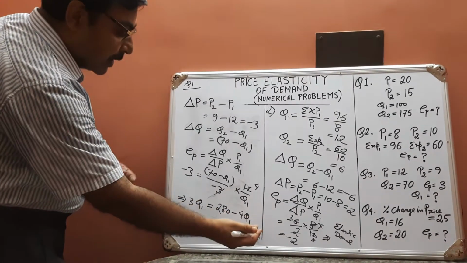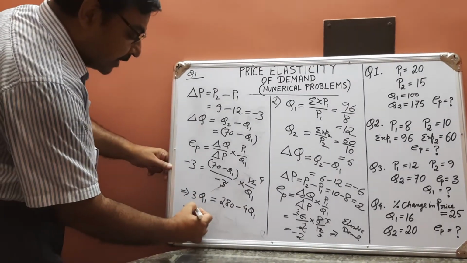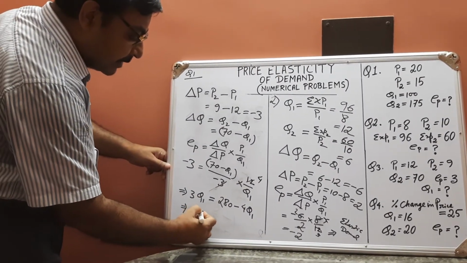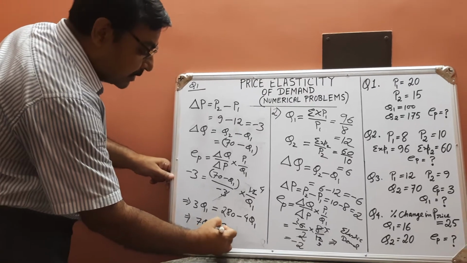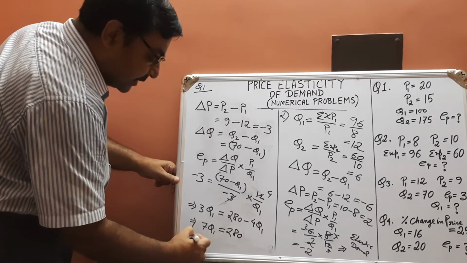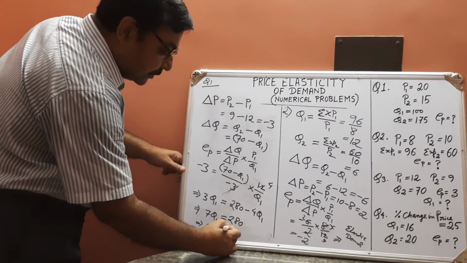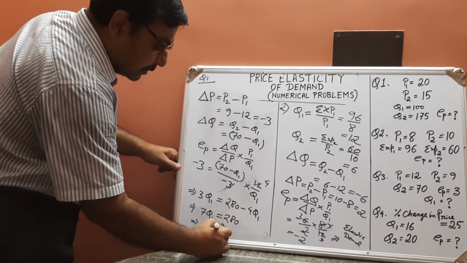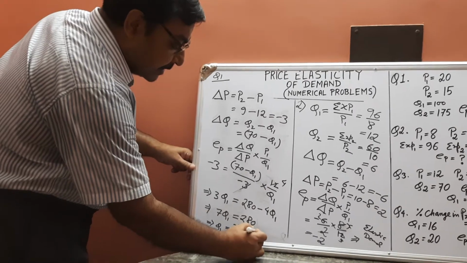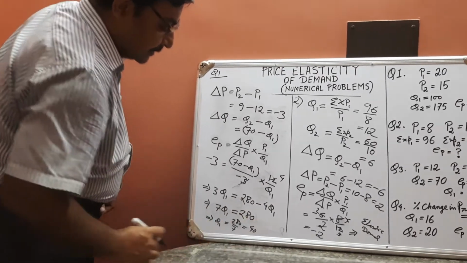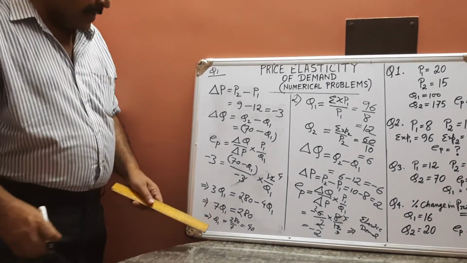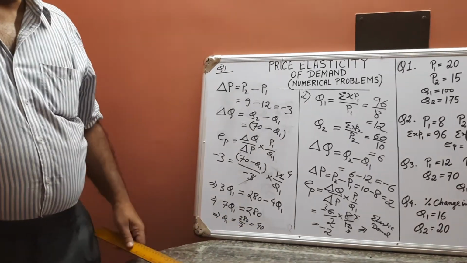Minus 4Q1 can be transferred to the left hand side. It will become 7Q1 is equal to 280. So Q1 is equal to 280 by 7, which is equal to 40. So in this way we calculate that the initial demand is equal to 40.